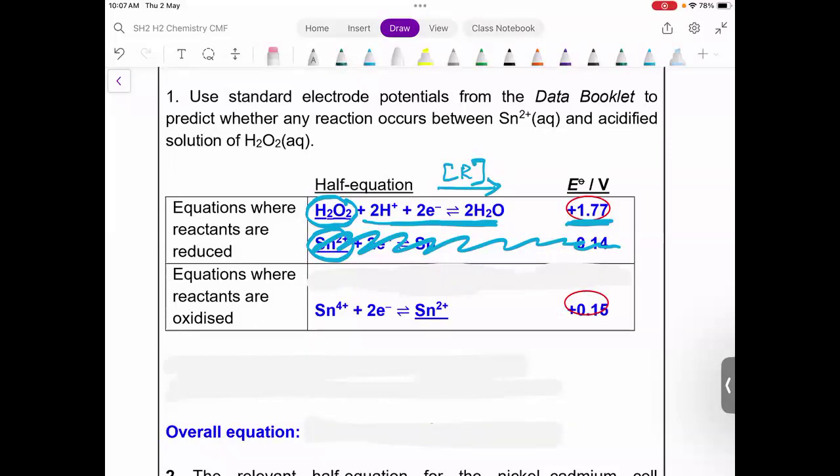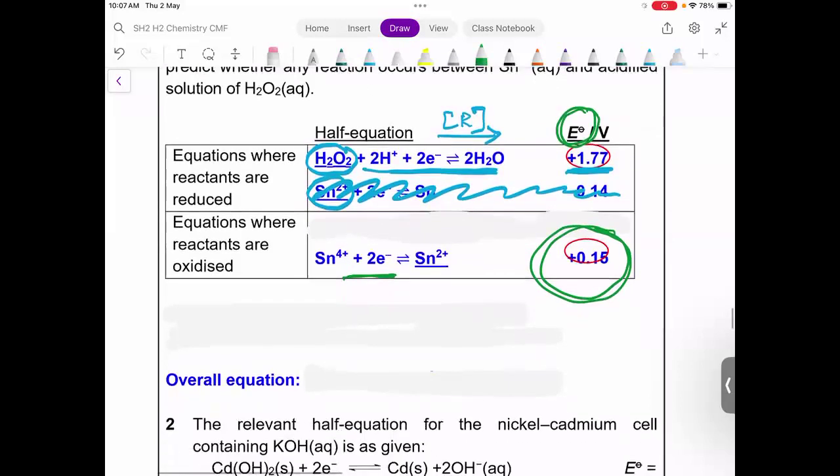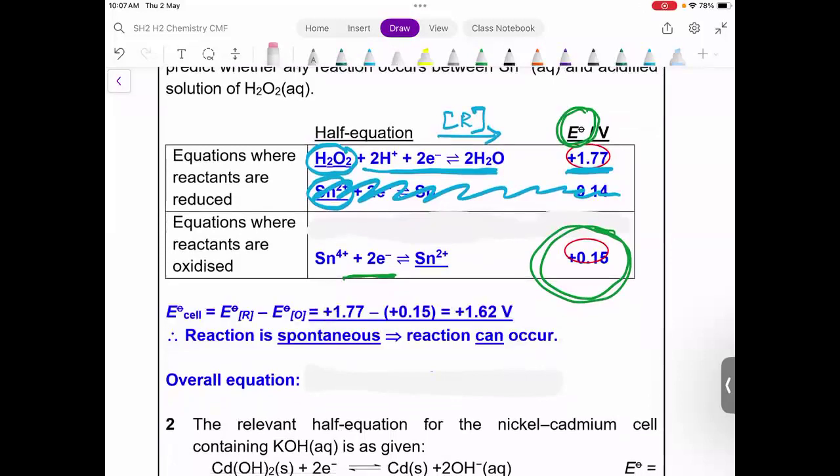You are not allowed to flip the equation because by default, E0 value is the electrode potential for the reduction process. So this E0 is by default reduction potential. You cannot flip this equation, but you can flip it when you derive the overall equation. So this is what is going to happen. And when you calculate the E cell, it's more than 0. Appreciate that the negative sign in front of your oxidation process is to flip the value.